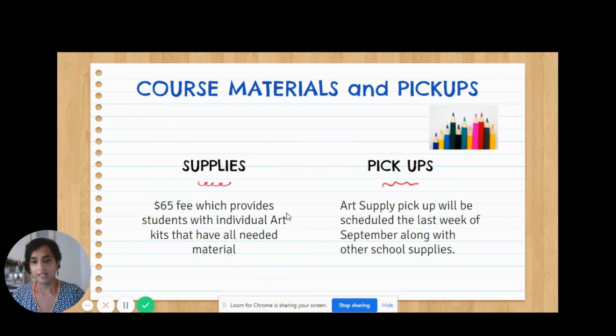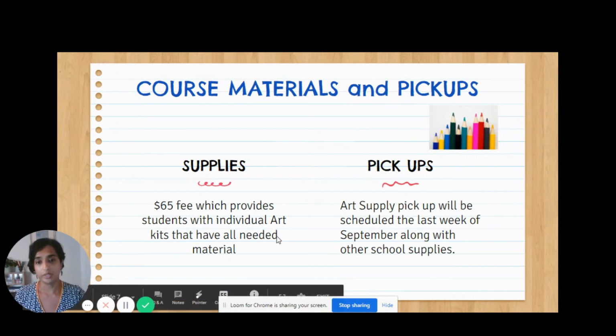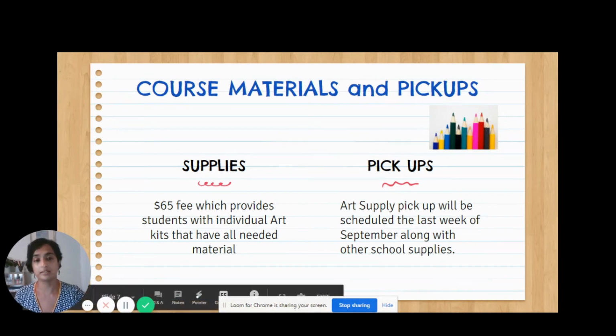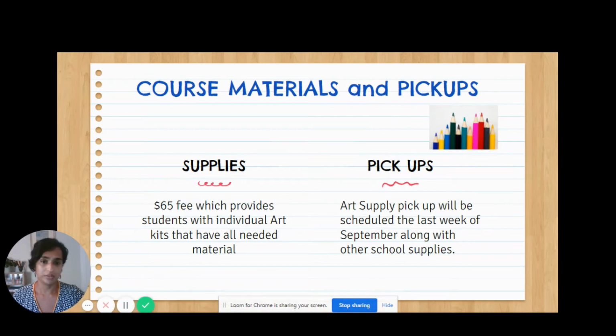So there is a $65 fee for the course, which provides the students with all of the materials that they need for the whole year. They will be provided in an art kit. The school will be informing you of the dates in which you can come pick up the art supply kits. For now, we're looking at the last week of September, where they'll pick up their art kits along with other school supplies. So more about that once we start school. We'll keep everyone informed about when they can get their art supplies.